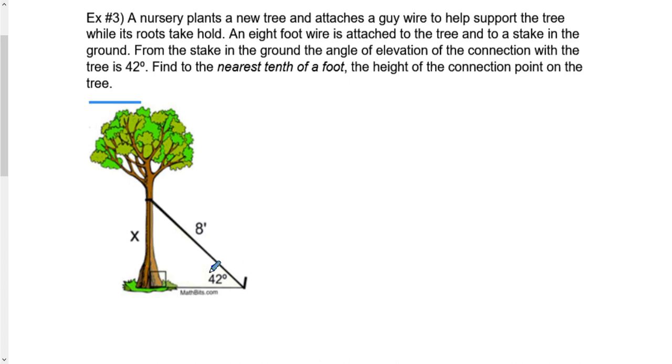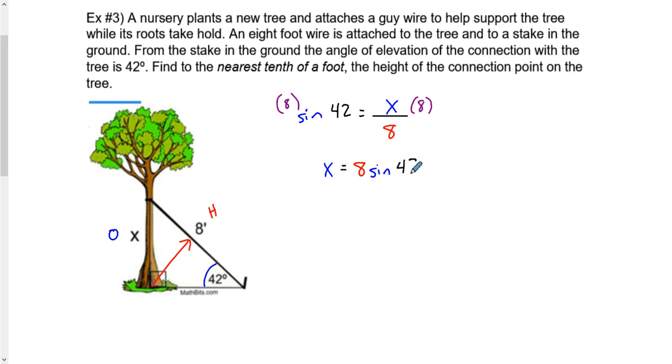So what we want to do is identify our sides. In relation to our angle, this would be the opposite. And because this side is directly across from the right angle, that would be our hypotenuse. So we're going to use our sine ratio again. The sine of 42 would equal our opposite side, which is x, divided by our hypotenuse, which is 8. Quick manipulation. Multiply both sides by 8. And x would equal 8 multiplied by the sine of 42.